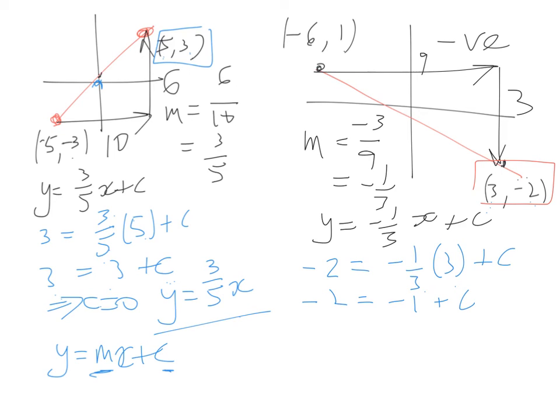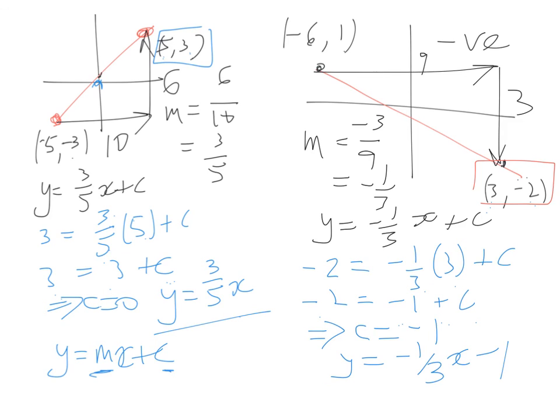So here, we've got -2 equals -1 plus something. So -1 plus some number equals -2. So we imply that c equals -1. So from there, y equals -1 over 3x minus 1. And that's what we do there.